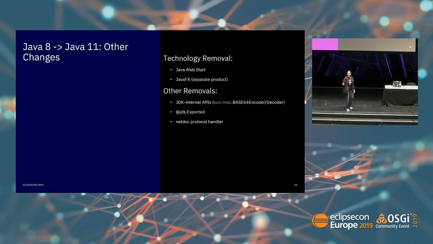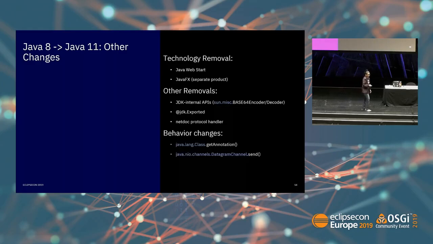So a lot of the internal APIs got removed. So you no longer can access Base64 encoder and decoder, for example. Add JDK exported got removed. You're probably not familiar with this annotation. It was around for a little bit and then went away. You can use the module system now. And the netdoc protocol handler got removed. So now you get the MalformedURLException if you call this.